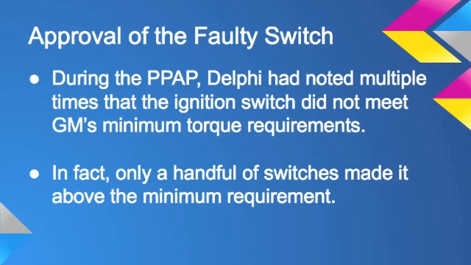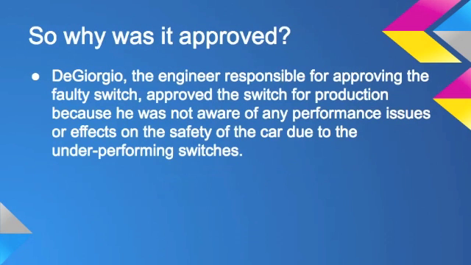During the PPAP, Delphi had noted multiple times that the ignition switch did not meet GM's minimum torque requirements. In fact, only a handful of switches made it above the minimum requirement. So why was it approved? DiGiorgio, the engineer responsible for approving the faulty switch, approved it for production because he was not aware of any performance issues or effects on the safety of the car due to the underperforming switches.